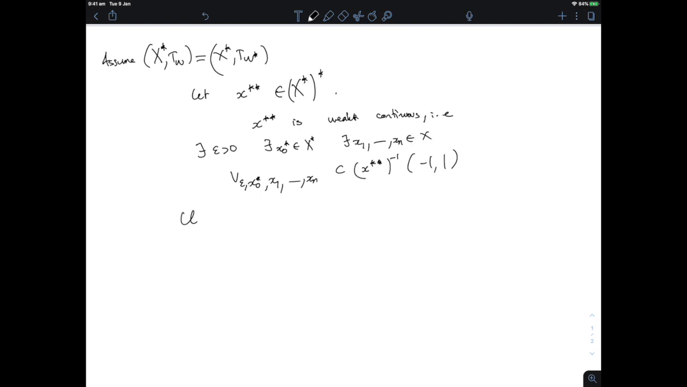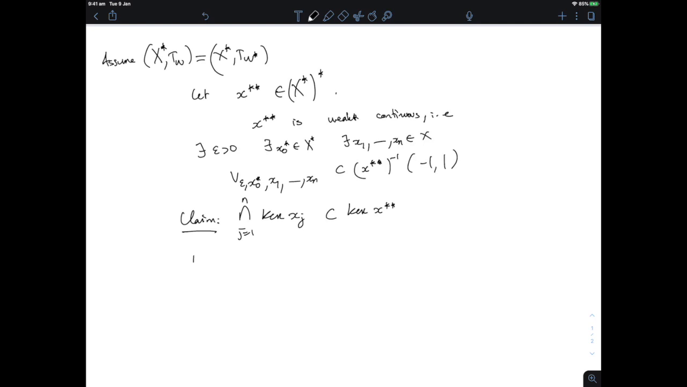Now I'm claiming that the kernel of this functional on which you're testing will always be included in the kernel of x double star. That's for every j. So in particular, I could take the intersection of all these kernels and they would be included in the kernel of x double star. Now, how do we see that?